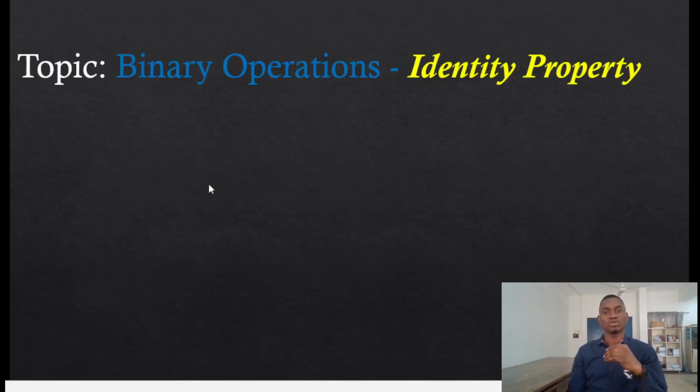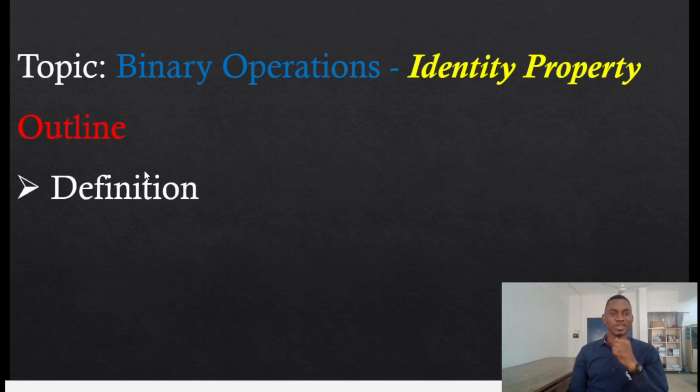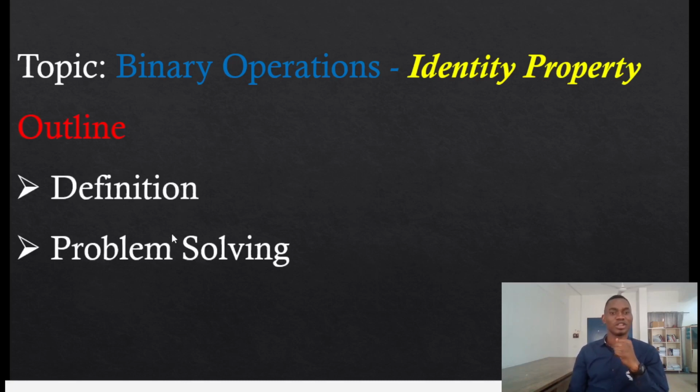Now, we are going to look at the identity property of binary operations. The identity property of a binary operation. This is our topic for today. Okay, let's look at the outline: definition, then problem solving.